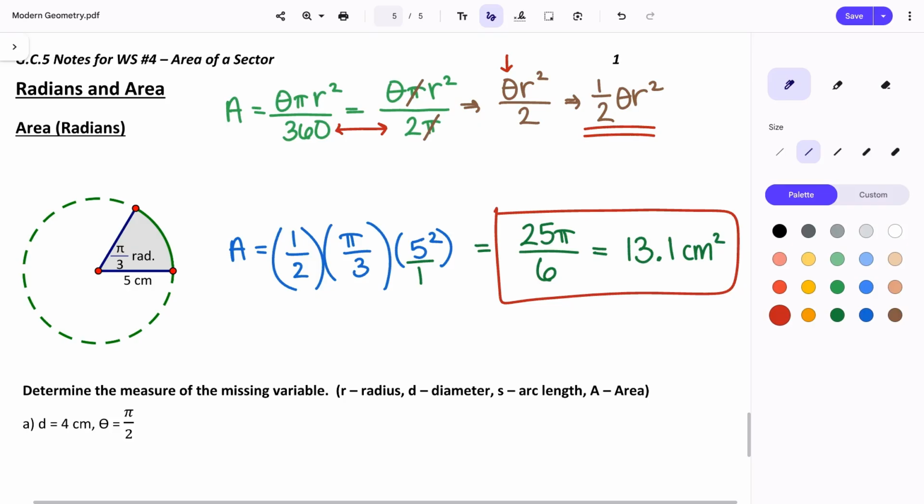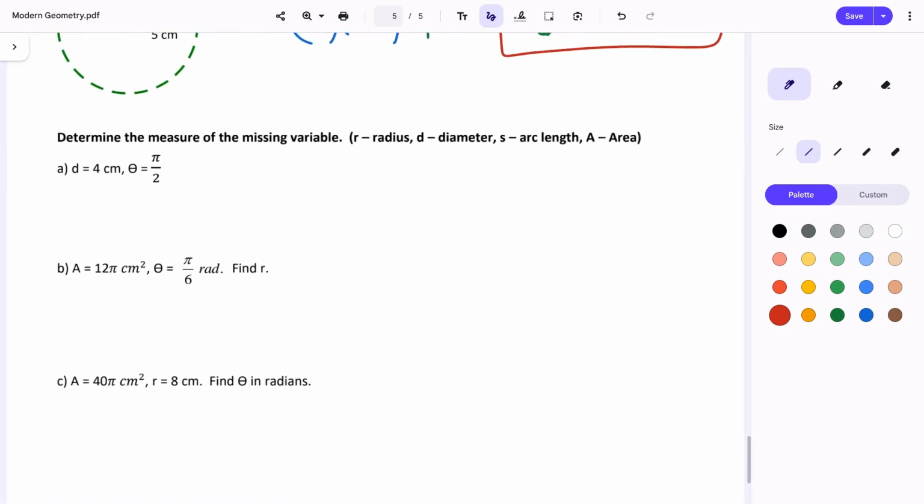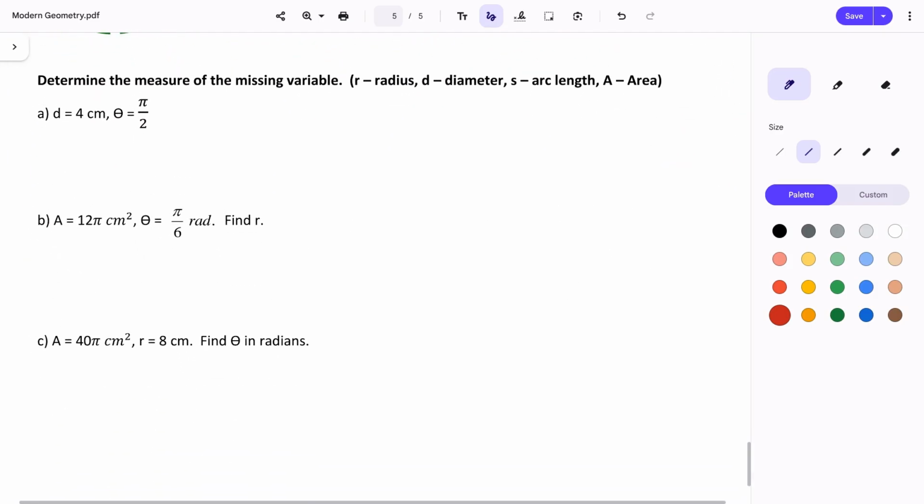All right, so hopefully you followed that with using our new formula here and dealing with our radians. So we're going to see some more examples down below, but they're going to switch what they're maybe asking for, or maybe even what they're giving us. So down below, they're asking us to determine the measure of the missing variable, and they're giving us in parentheses, R stands for radius, D is for diameter, S is going to represent arc length, and then capital A is going to represent area. And so there's a couple different ways that they could give you some information and want you to find whatever's missing. So let's work through these here together.